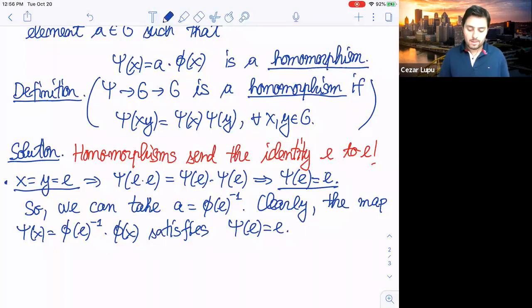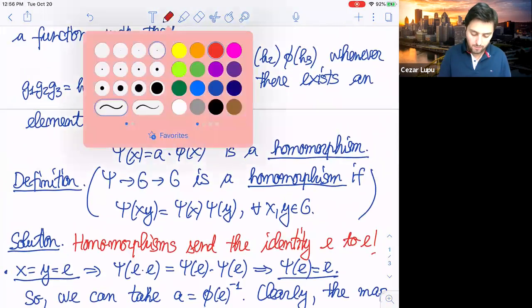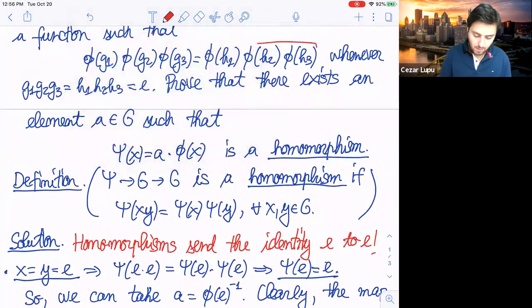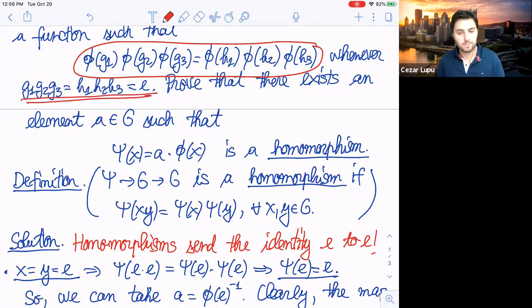Now, let's see, what can we do here? So look at this relation here. So we have to play with it. We have to play with this. But also, this doesn't just hold true for any 6 elements, G1, G2, G3, and H1, H2, H3. Moreover, you see, when I dot them in this order, it will give me the identity. So we have to play around with this somehow.